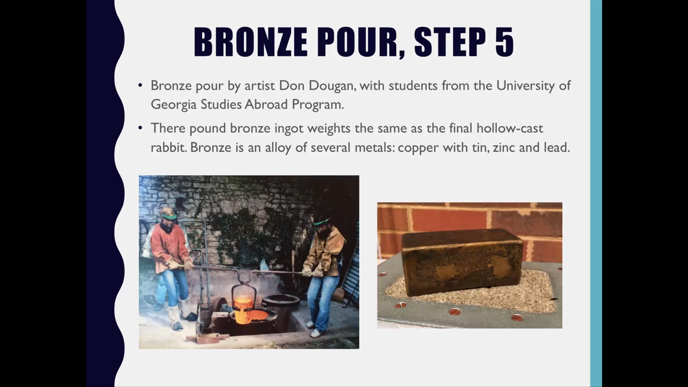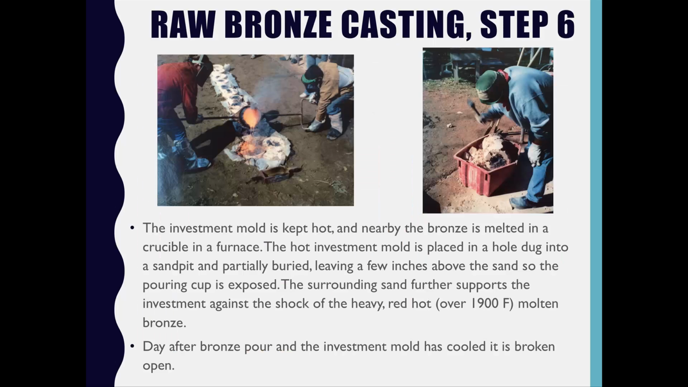So they would take that block of bronze you can see and melt it down. And here, from the University of Georgia, there's an image where they're getting ready to make a bronze pour. The bronze has been melted down. It's molten. It can go into a liquid. And bronze itself is made with a combination mostly of copper, but with some tin, zinc, and some lead.